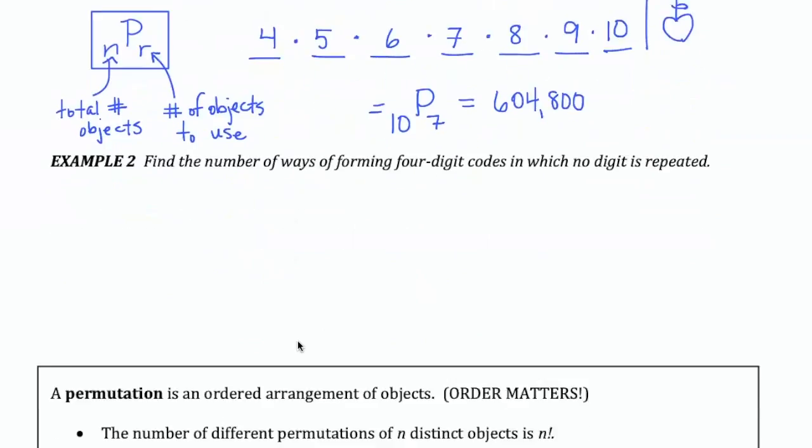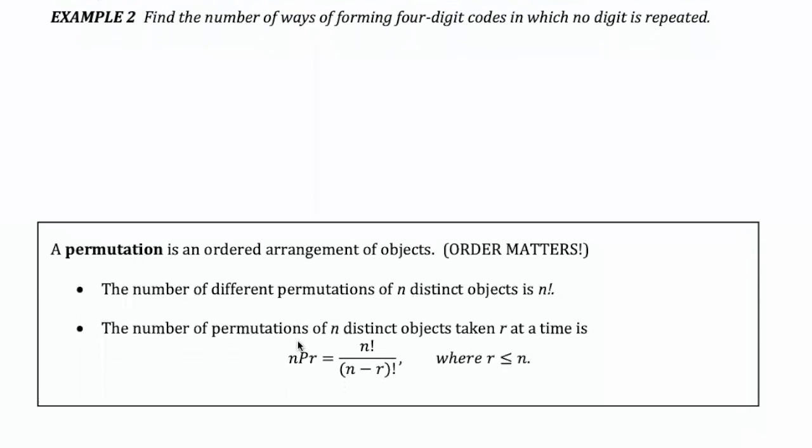604,800. Let's look at one other quick example. Find the number of ways of forming 4-digit codes in which no digit is repeated.